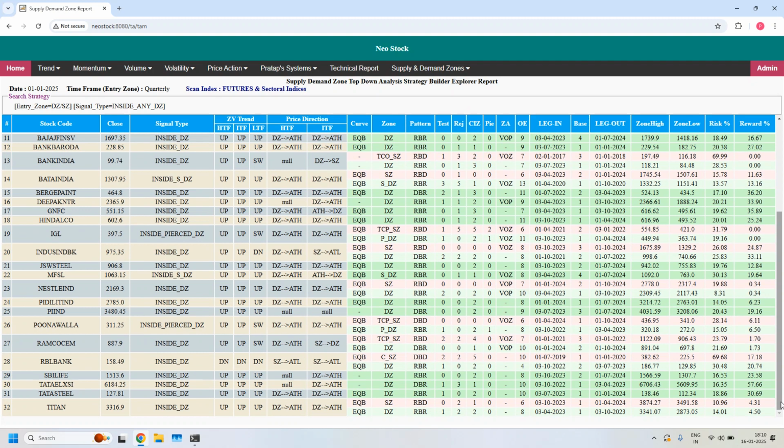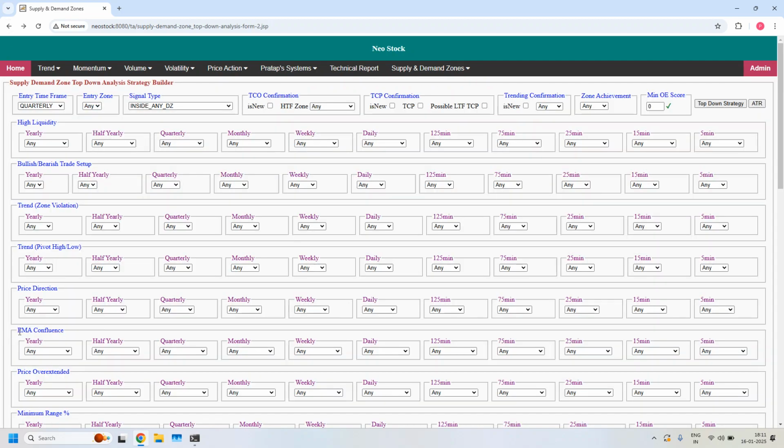We can further reduce this list by adding the high probability parameter EMA Confluence. How many of these quarterly demand zones are having quarterly EMA Confluence? Let's set that filter in our software. In the EMA confluence parameter at quarterly time frame, I am setting the filter quarterly demand zone having quarterly EMA confluence. And remember, EMA confluence makes sense only when the trend is up or down, but not sideways.